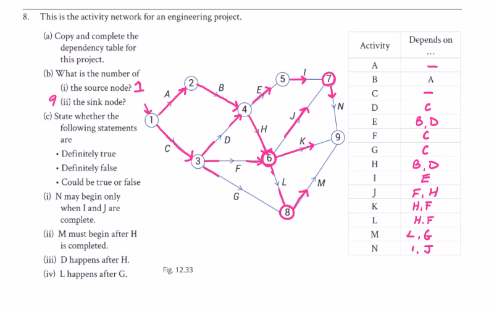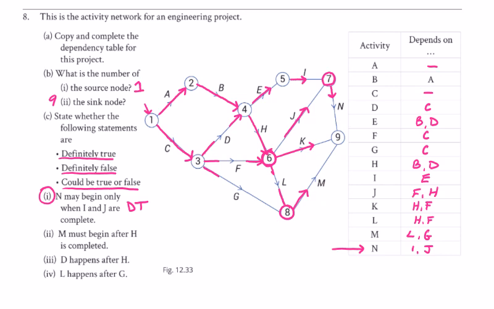State whether the following are definitely true, definitely false, or could be true or false. Okay, so we have 4 statements. Number 1, N may begin only when I and J are complete. Well, we can see from down here that is definitely true. I'll just write DT.